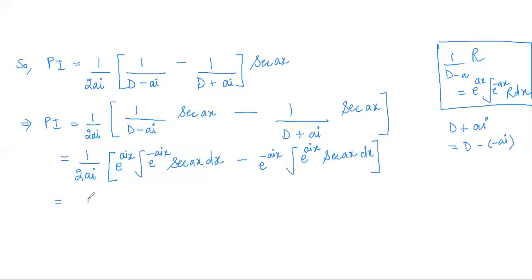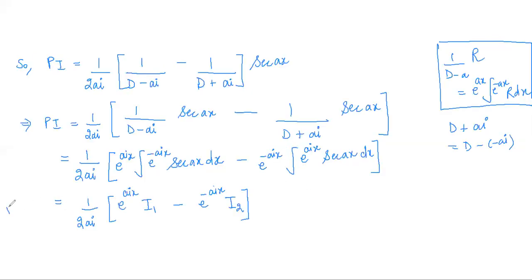So for our simplicity, we can name them e raised to power a iota x I1 minus, we have named the first integral as I1 and the second integral, let us name this as I2, and we will be finding them separately. And if we will observe, there is not a big difference between these two. The difference is only that here we have minus a and here we have plus a. So let us evaluate these integrals.